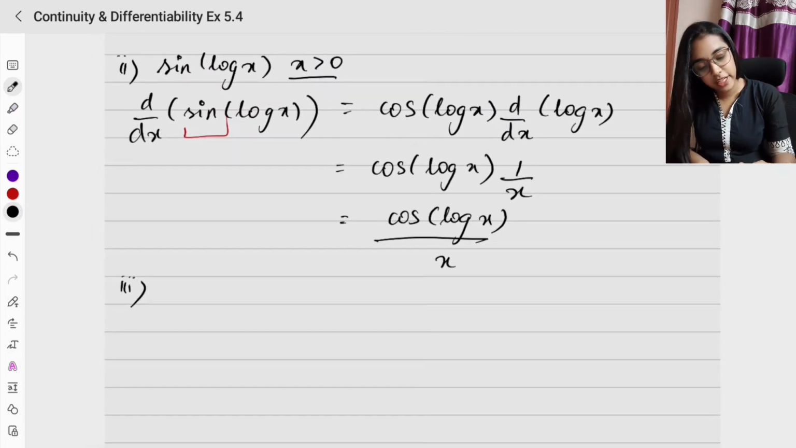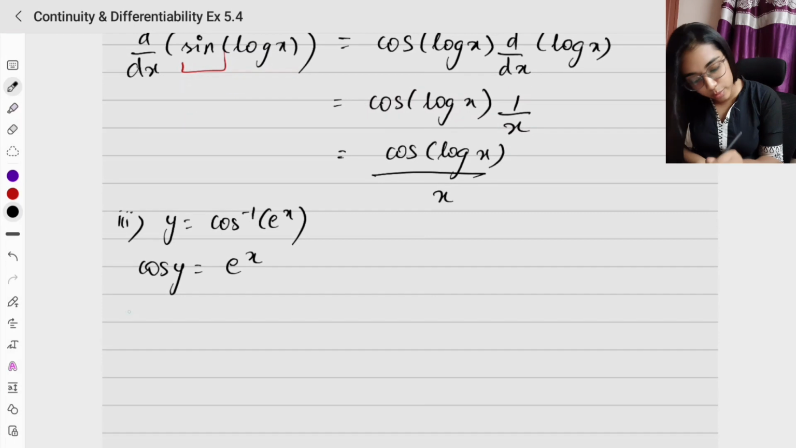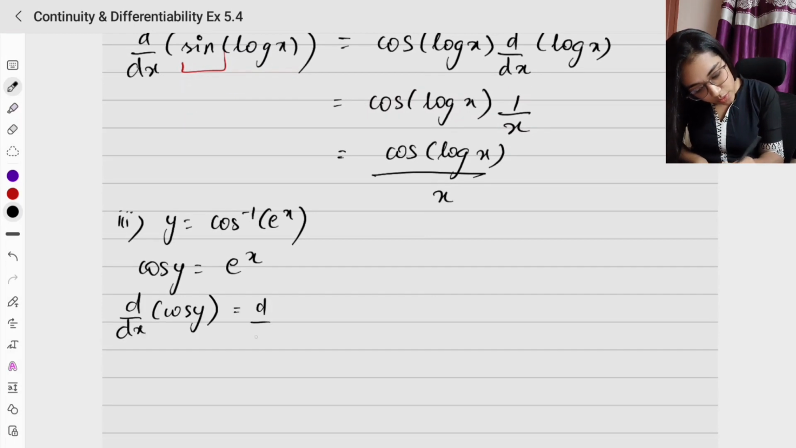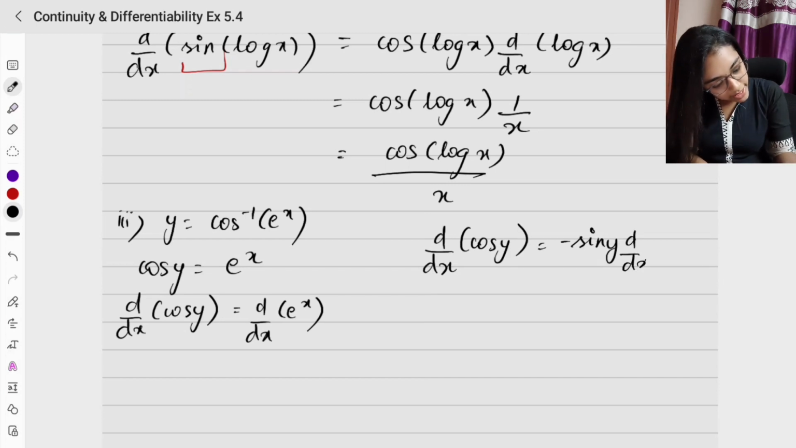What is my third question? Cos inverse of e to the x. So y is equal to cos inverse of e to the x. When I take cos on both sides, I am going to have cos y is equal to e to the x. Now I am going to find the derivative on both sides. I am going to have d by dx of cos y is equal to d by dx of e to the x. What is d by dx of cos y? Derivative of cos is minus sin. So minus sin y times d by dx of y, we should not forget this. So what is this? Minus sin y dy divided by dx.